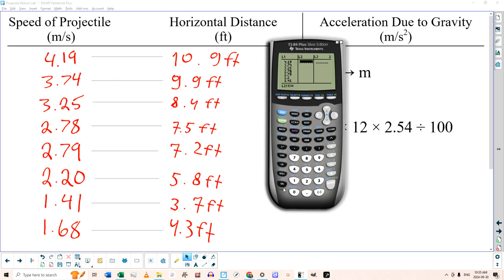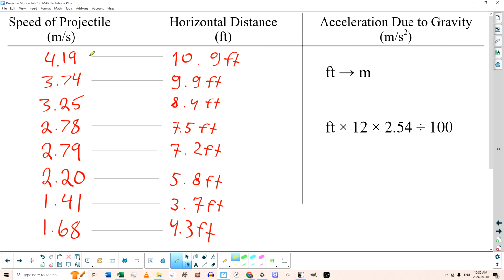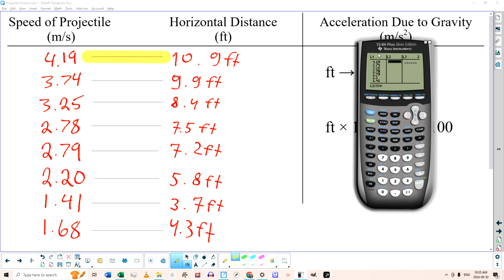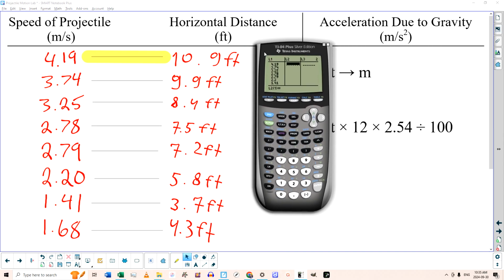It looks good. Now we're going to enter into list 2 the horizontal distances, and we're going to enter them in feet. I hope you understand that this 4.19 meters per second is connected to the 10.9 feet. These are what we call in math ordered pairs. So I have to make sure that I enter them in the same order that they are in my table. So 10.9, 9.9. Take a minute and do that as well if you're following along on your calculator.